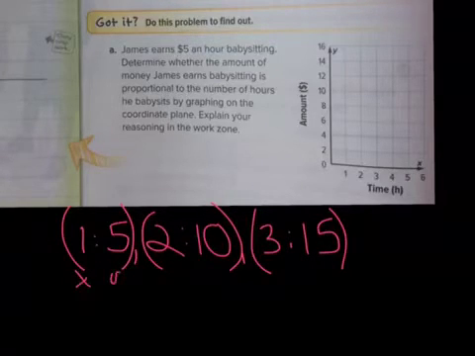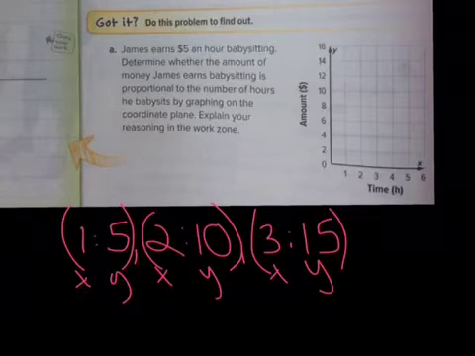Here I have my x and my y, my x and my y, my x and my y. I was able to know this was my x because 1 hour's time is on the x. $5 is on the y. Amount in dollars is on the y. You see that? So now let's graph it.